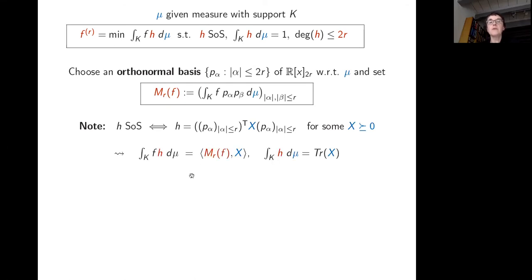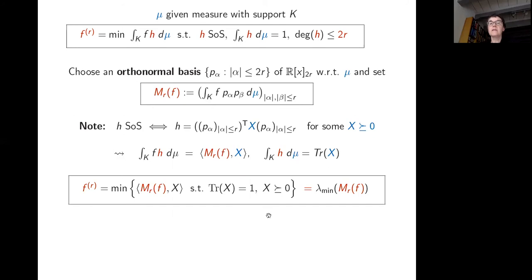If we do this, then we can reformulate the integral of fh as the trace inner product between this matrix M_r(f), which is a moment matrix of degree r, and this unknown matrix X. And the integral of h dμ is exactly the trace of X. This is very simple to see.